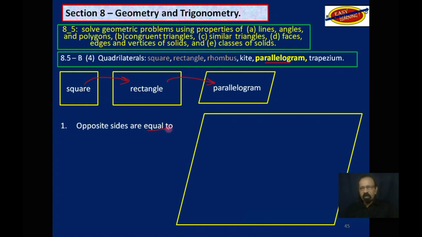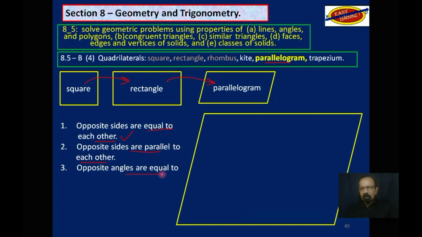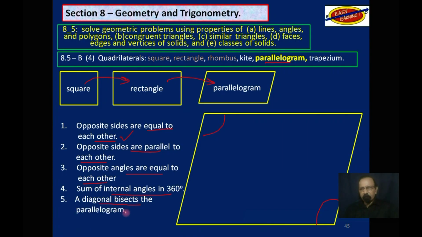We know that opposite sides are equal to each other. We also know that opposite sides are parallel to each other. That's why it's called a parallelogram. Opposite angles are equal to each other. This angle here is equal to that angle there. We know that the sum of the internal angles is 360 degrees. That applies to all parallelograms. We know that the diagonals bisect the parallelogram. If you draw a diagonal like that brown diagonal, it bisects the parallelogram.